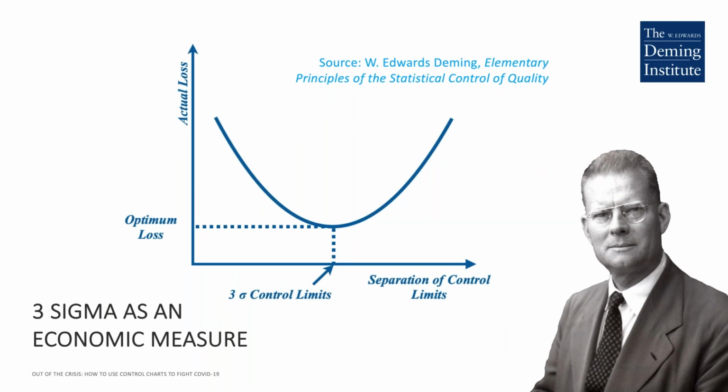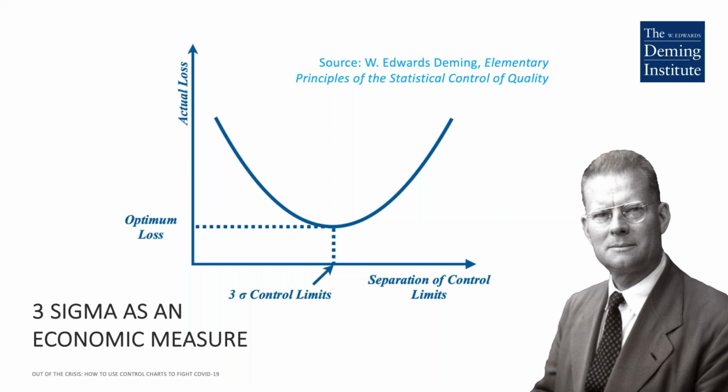And here, to bring it to a close, this is a diagram where he explained why it was economic. Now take a look at the x-axis. It says the separation of the control limits, and that's 3 sigma. And at 3 sigma, you can see he says there's an optimum loss, the actual loss on the y-axis.